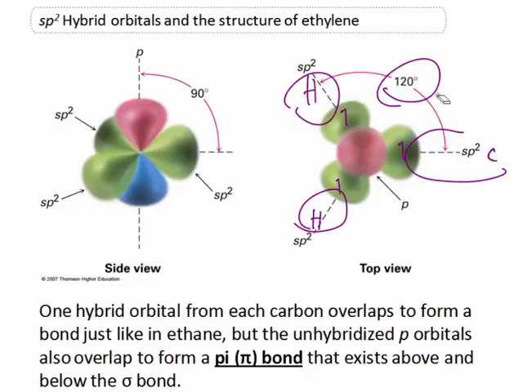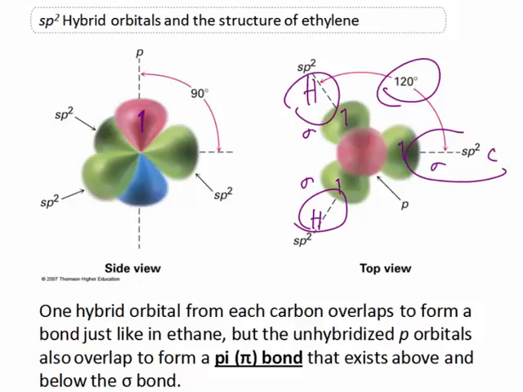Then that gives us those 120-degree bond angles that we referred to, but that doesn't account for the double bond yet. All I've shown here is overlapping that forms sigma bonds. So sigma, sigma, and sigma. Where am I going to find the extra electrons to overlap to make the double bond? Well, remember, we still have this unhybridized p orbital that will still contain 1 electron.